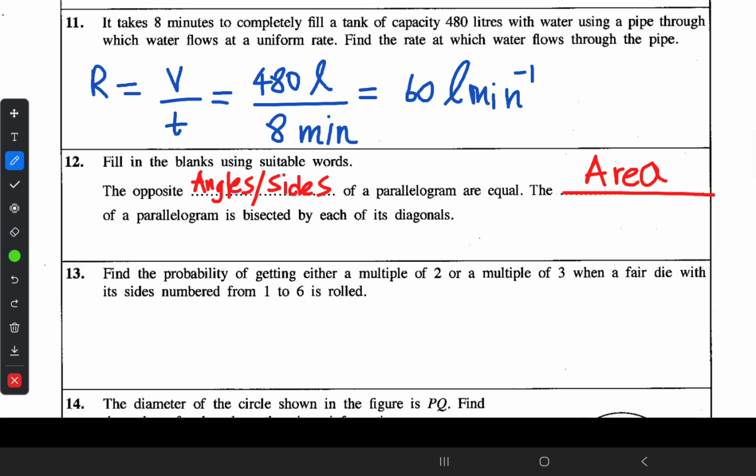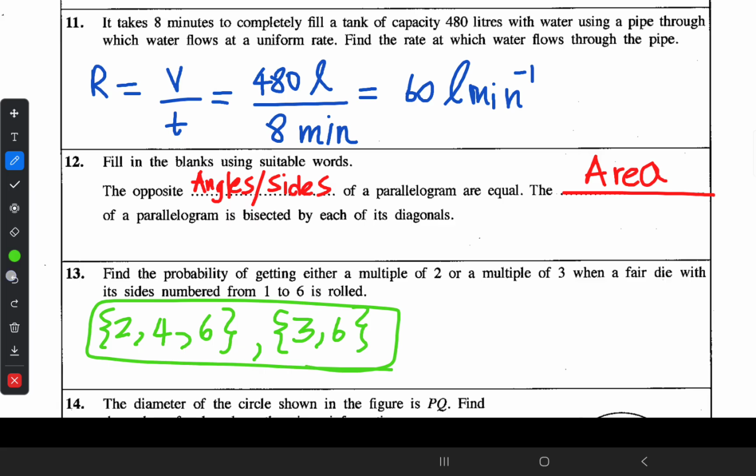And the 13th one, find the probability of getting either a multiple of 2 or a multiple of 3 when a fair die with the sides 1 to 6 is rolled. So we have to include both of them. Multiples of 2 are 2, 4, 6, and multiples of 3 are 3 and 6.